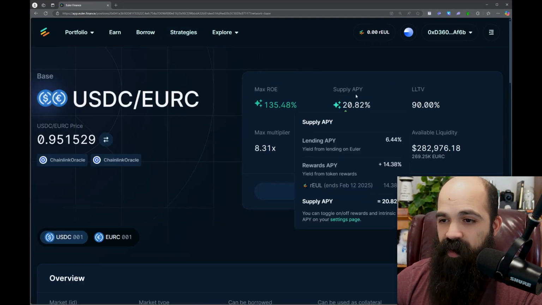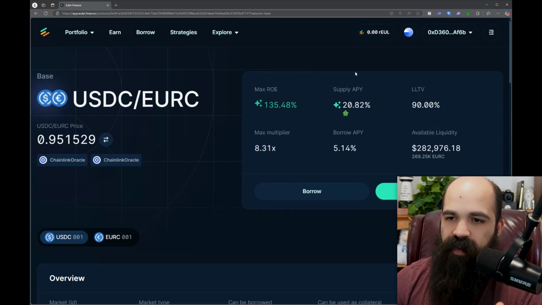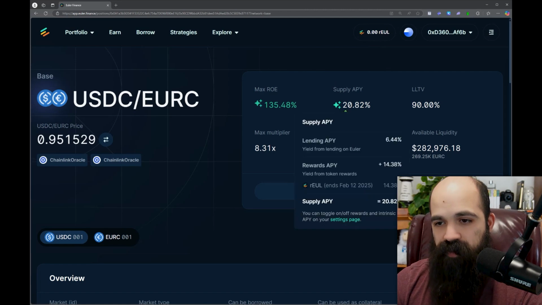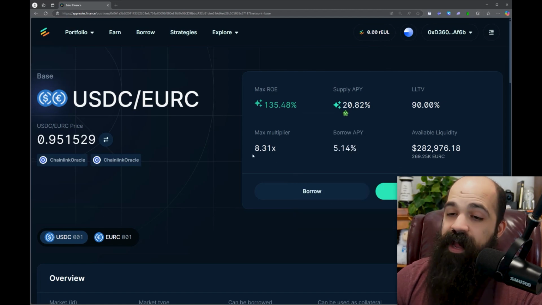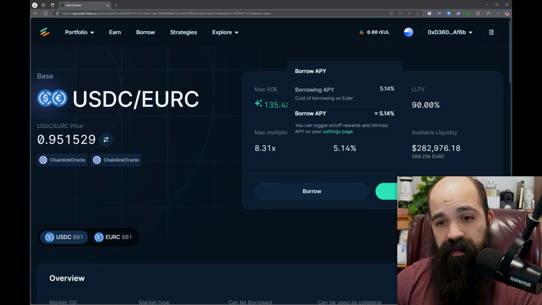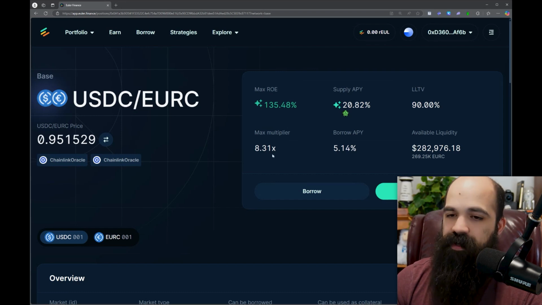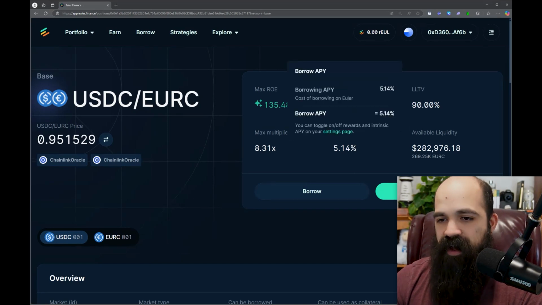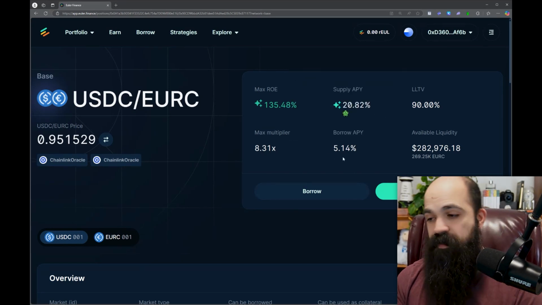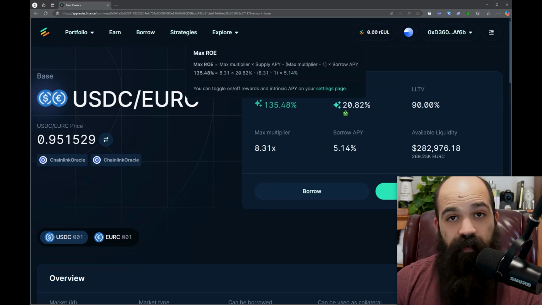The supply APY. So the way they get that ROE is by multiplying the supply APY times the multiplier, so 20 times 8.31, and then you subtract the borrow cost times leverage minus 1, so 8.31 minus 1, so 7.31. So it's 20.82 times 8.31 minus 5.14 times 7.31. Now that will give you 135.48%. Why do they do that?